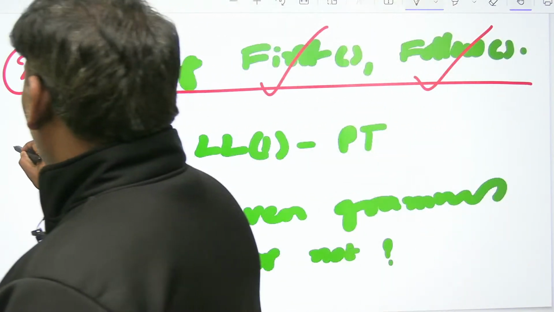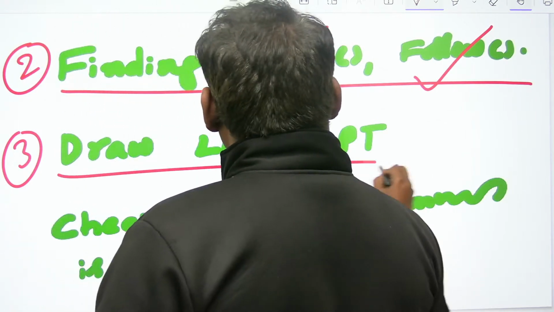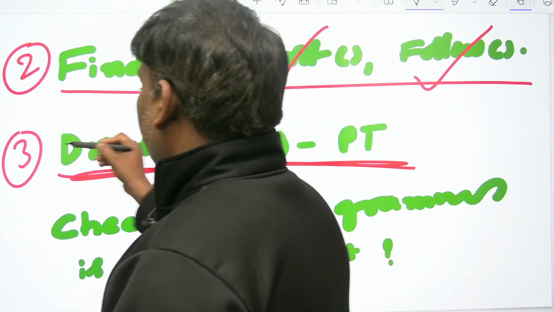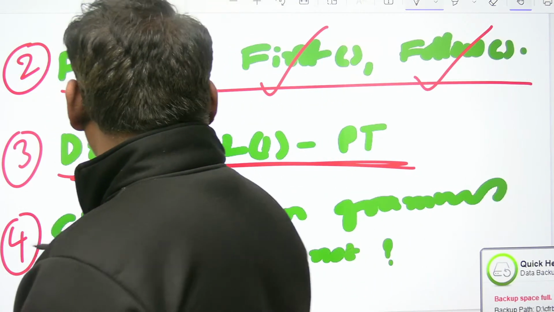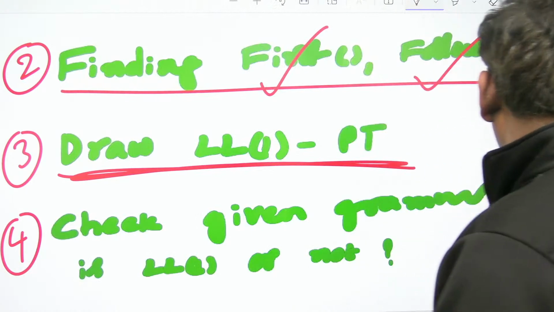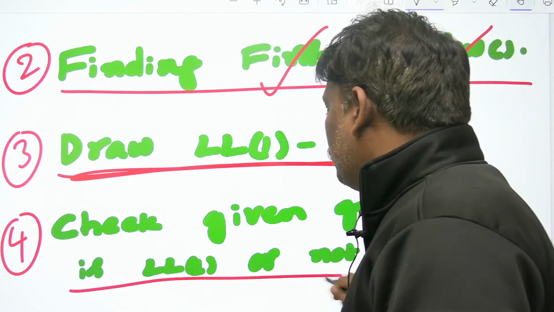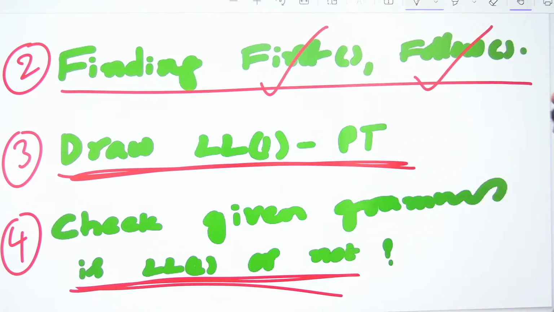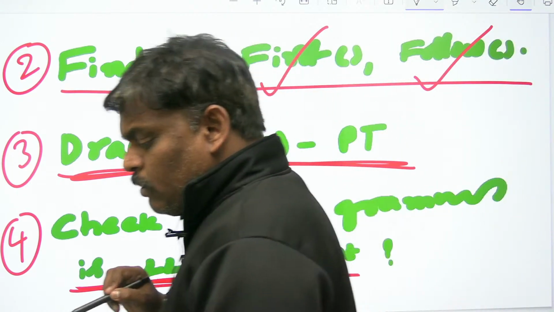Next one, one more topic, 3: draw LL1 parsing table. It is one more topic. 4: checking whether the given grammar is LL1 or not. It is one more topic. This is also going to be a very, very important topic.